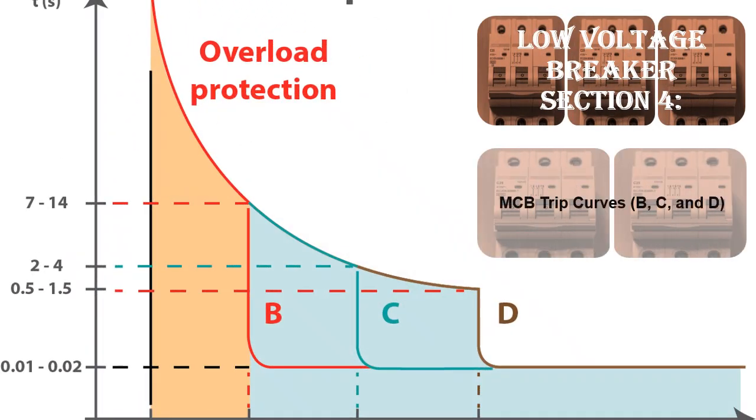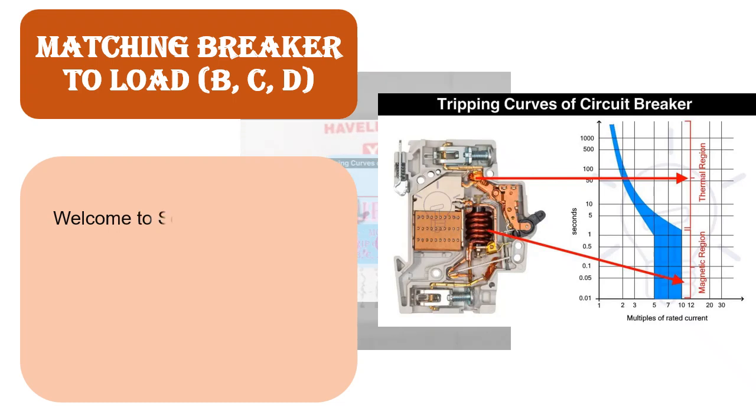Low Voltage Breaker Section 4. MCB Trip Curves, B, C, and D. Matching breaker to load, B, C, D.